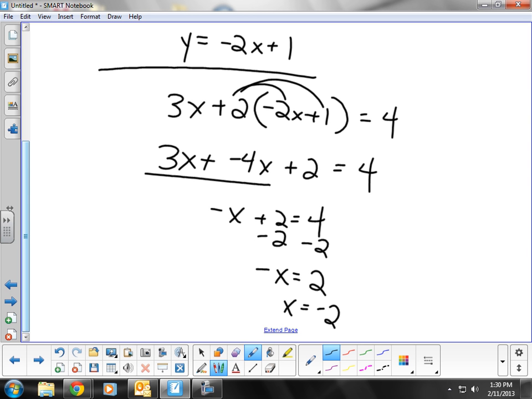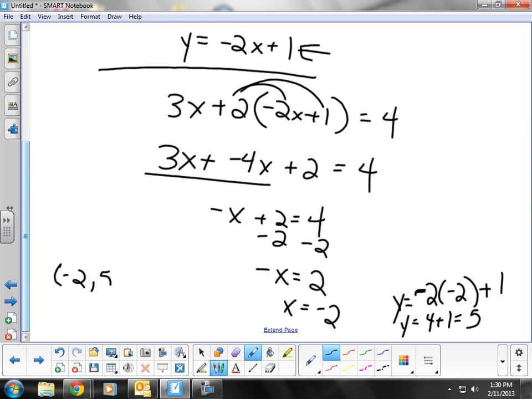Now, that's not all of my point though, right? My solution is a point. What do I have of the solution? The x-coordinate. What do I need? The y-coordinate. So can you look here on my screen that's showing here and tell me what I can use to find the y? Everybody see this one right here? It tells me y has got to be equal to negative 2 times whatever x was plus 1. So I can go back to that equation and I can say, well, then y is going to be equal to negative 2 times negative 2 plus 1. So that'll be positive 4 plus 1, which would be 5. So my ordered pair that is my solution is negative 2, 5.